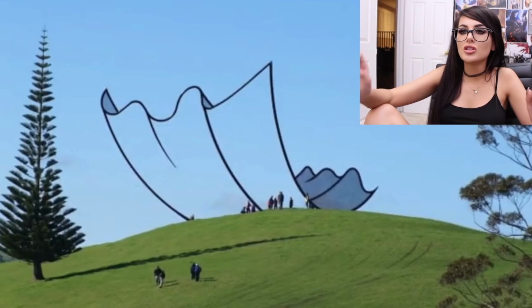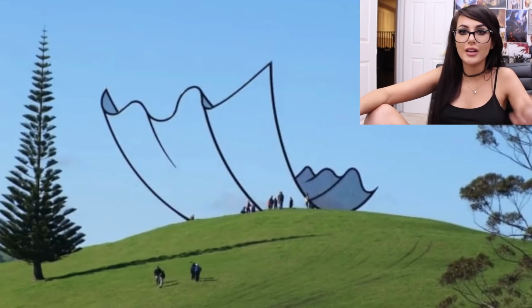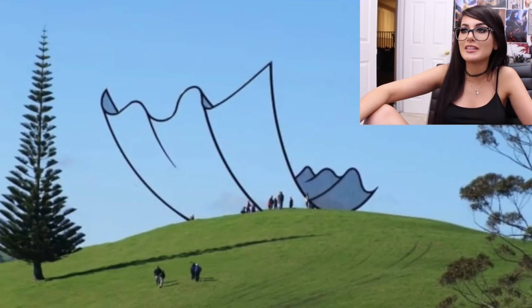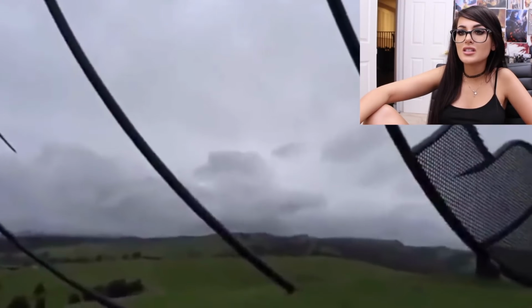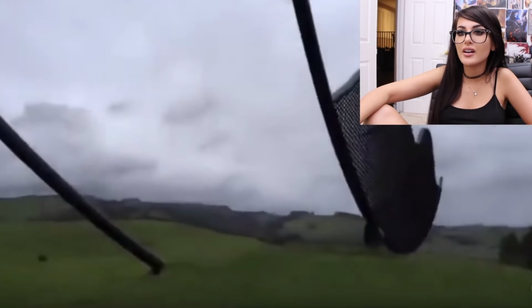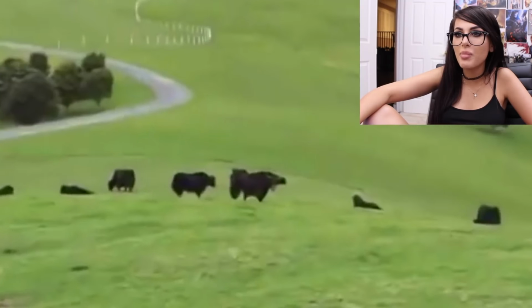But do the carpets match the drapes? What? So this is a sculpture in New Zealand. It's not a picture. It's not photoshopped or anything. It's supposed to be a tissue. It's real. Yo, this is the coolest thing ever. Oh, look, cows. There's cows by it.